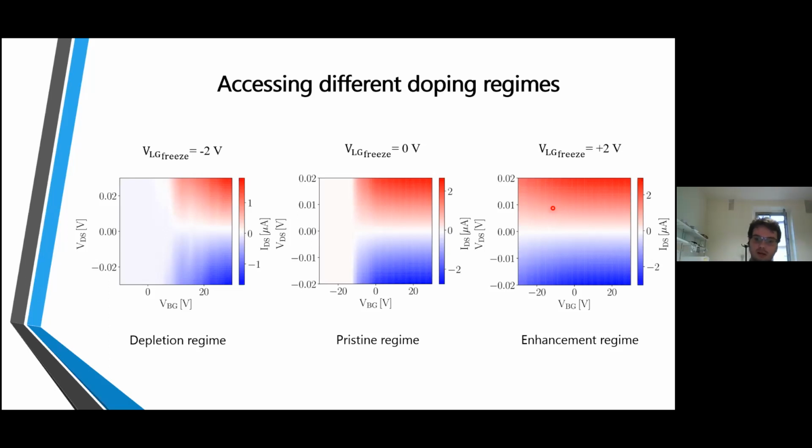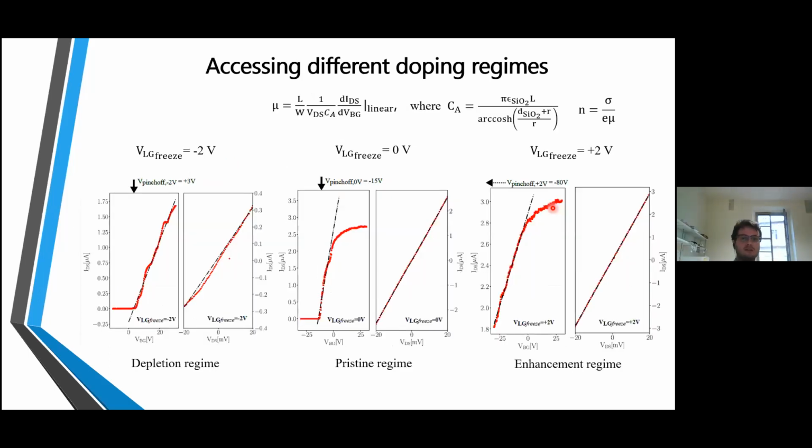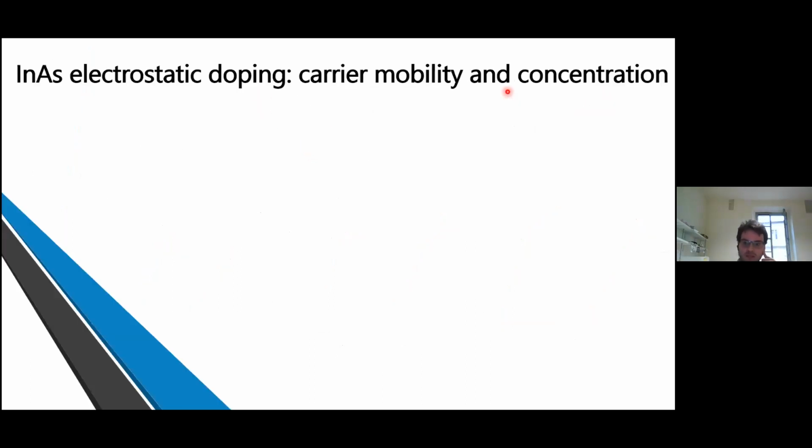Now we extract from this measurement relevant parameters such as the slope of the linear regime in the transconductance curves and the IVDS curves. And by employing these values and these formulas reported here, we can extract the parameters which mainly characterize the doping regime, which are the carrier mobility and carrier concentration. Several interesting effects may be observed.